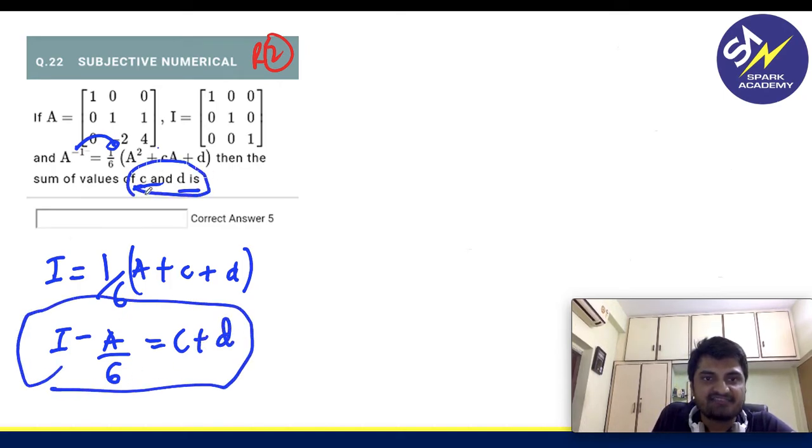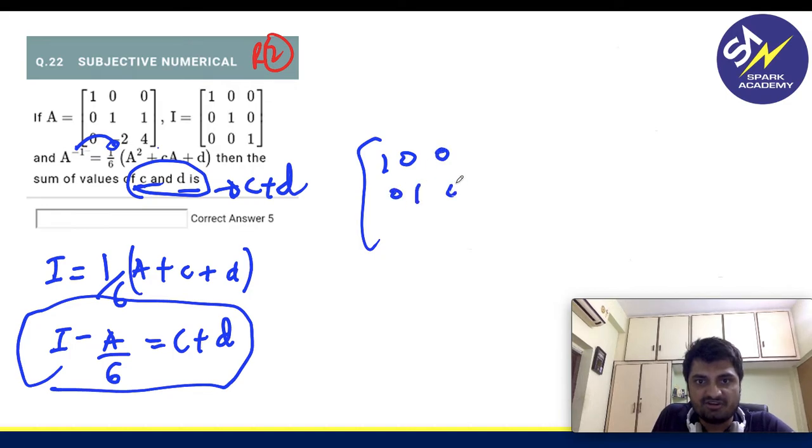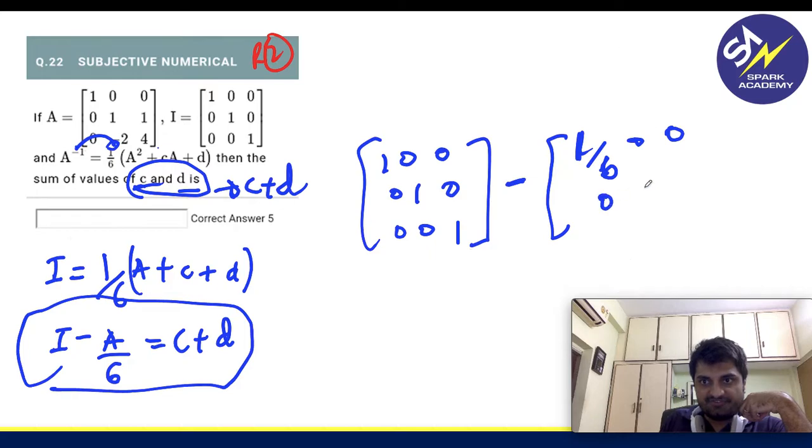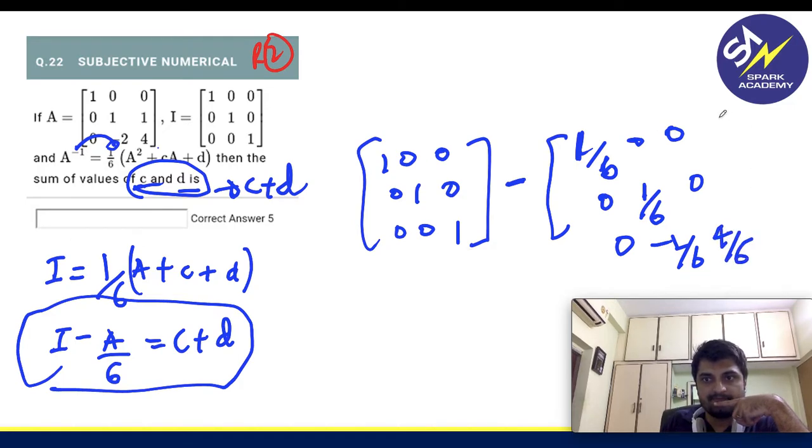They are asking the same, right? They are asking the sum of values of C and D, which is C plus D actually. So what is I? 1 0 0, 0 1 0, 0 0 1, minus 1 by 6 0 0, 0 1 by 6 0, 0 0 minus 2 by 6, and 4 by 6, like this I can do, guys, correct, or you can take 6 to the other side actually.